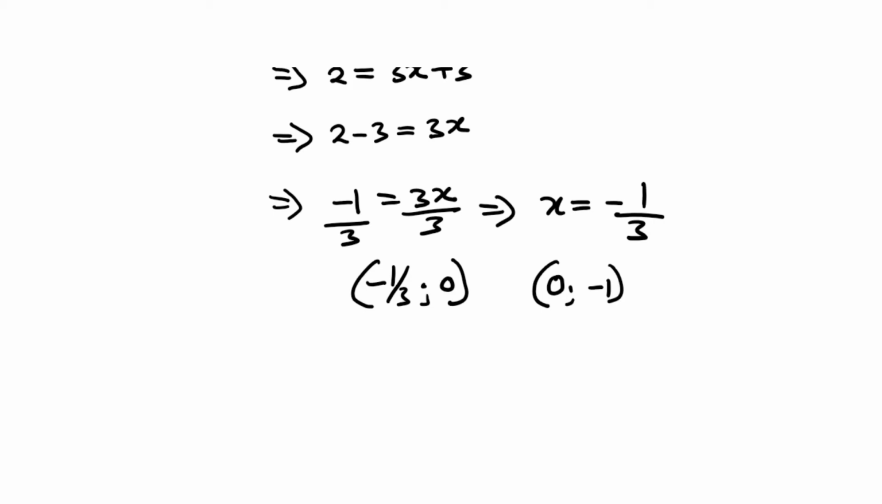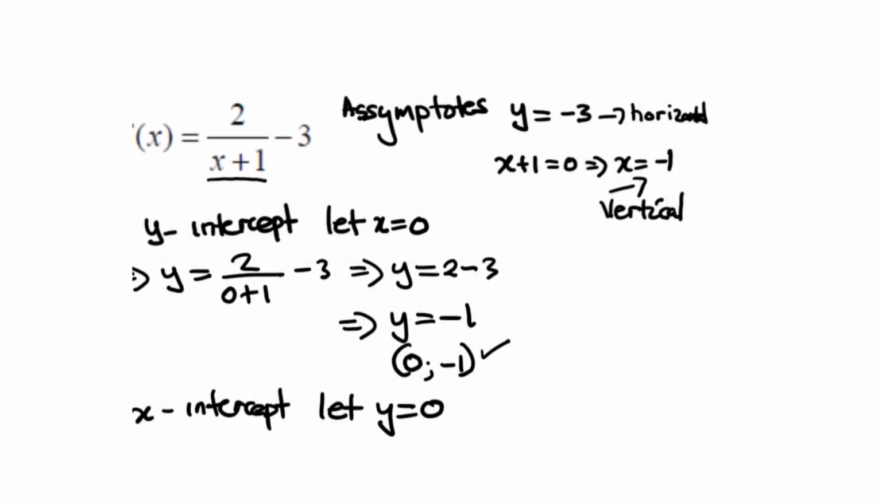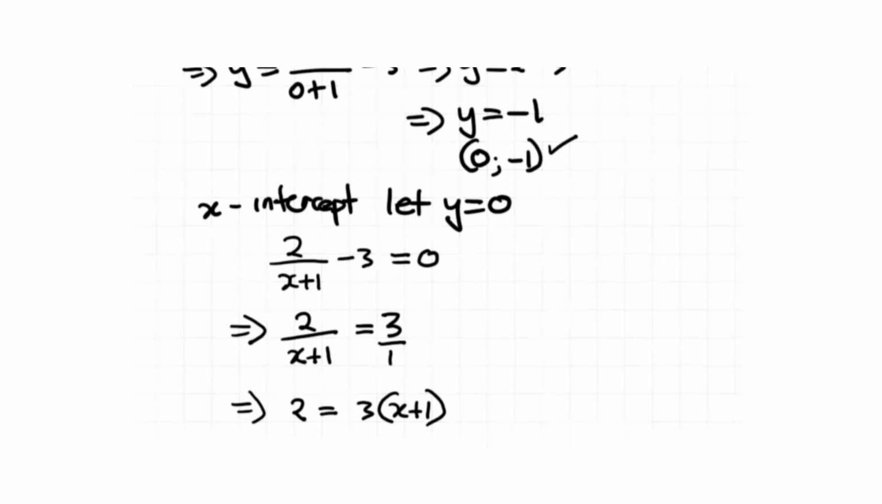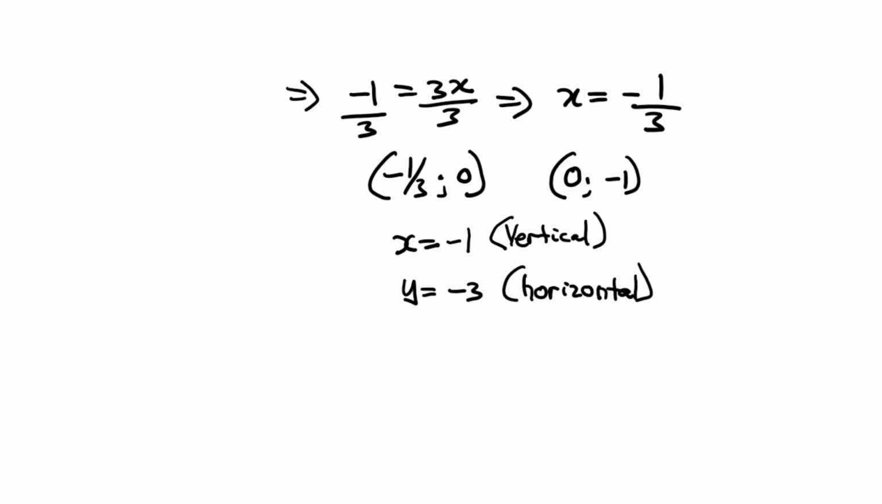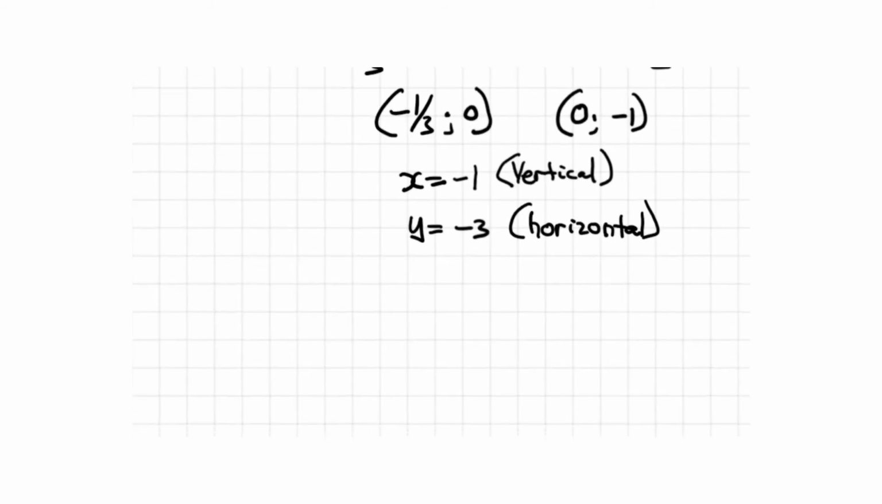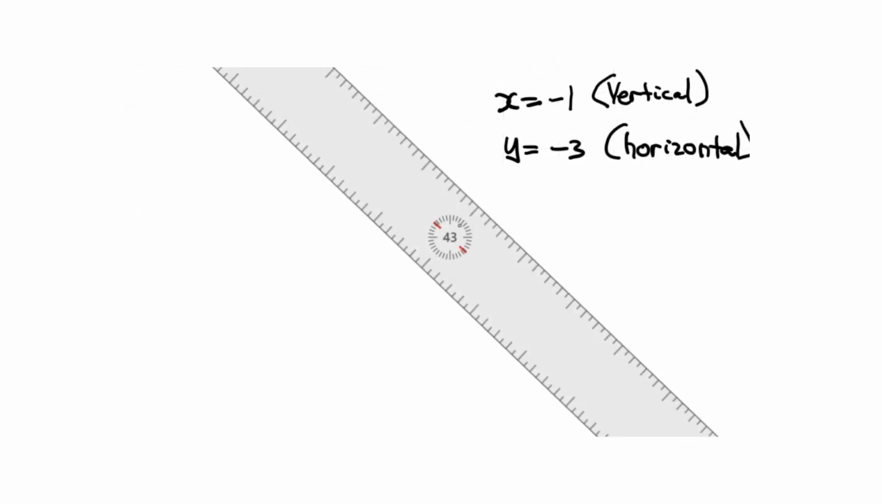Then the vertical asymptote, we said, is given by x equals to minus 1, and the horizontal asymptote is y equals to minus 3. Let me emphasize, this is your vertical asymptote, and this one is the horizontal asymptote. As you sketch your graph, you must sketch with the asymptotes. You must sketch the horizontal and the vertical asymptotes first. So that's exactly what we are going to do.